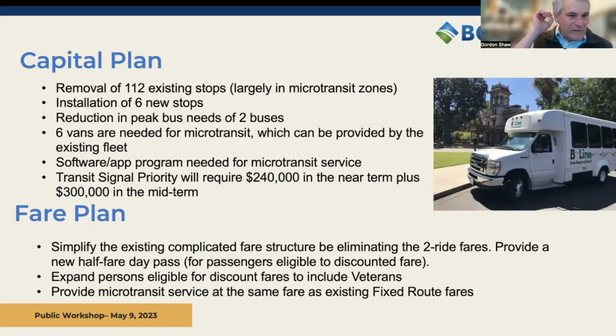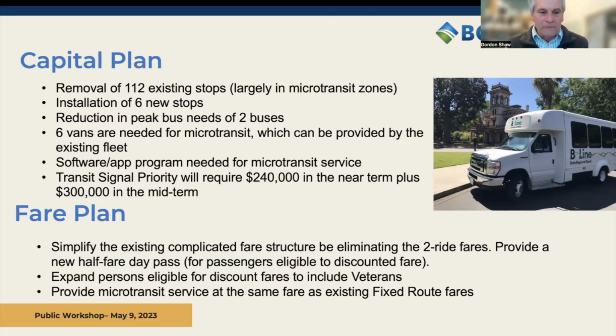For better or for worse, there's been such a reduction in the need for dial-a-ride vehicles, like the one on the right there, that we could use those in the short term for microtransit. In the longer term, there are smaller vehicles, if you know what a Sprinter van looks like. That sort of vehicle is still wheelchair accessible, but it is more of an 8 to 10 passenger vehicle rather than 15 passengers. We need some money in the capital plan for the software that runs all the microtransit. And then we talked about the transit signal priority there.